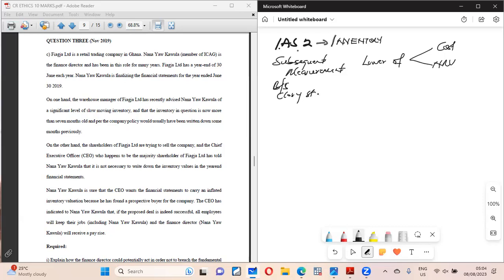So let me ask you a question. If my cost is 5,000 and my net realizable value, you see, net realizable value means fair value less cost to sell.